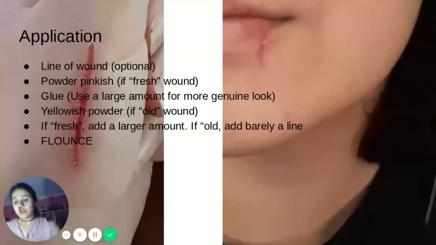If you are making an old wound, you are going to need your powder one more time. You grab the paler color and you apply it to the wound to make it look old and therefore not as grotesque as the new wounds.